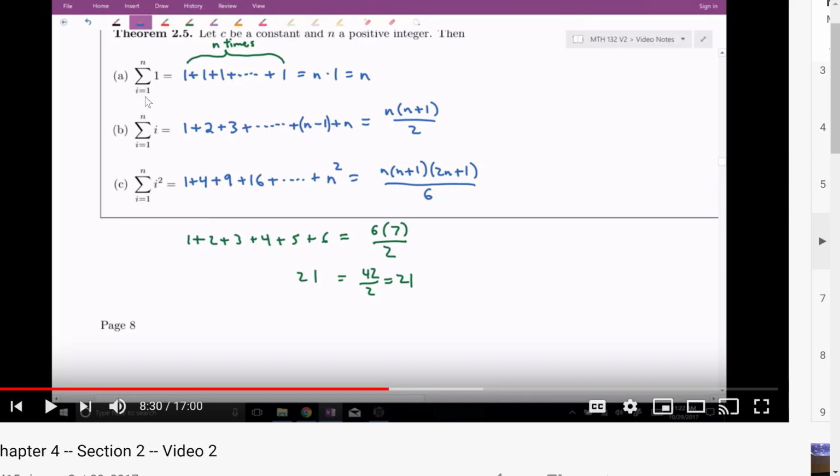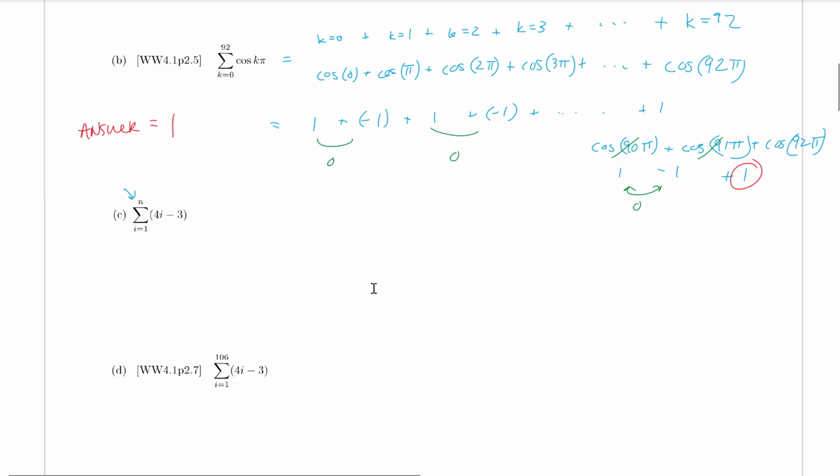Note that if we add from 1 to n a bunch of 1s, we get n times 1 because there's n 1s, so we get n. If we add i a bunch of times, we get n times n plus 1 over 2. We're going to use these two equations for our problem. So let's go back to our problem.